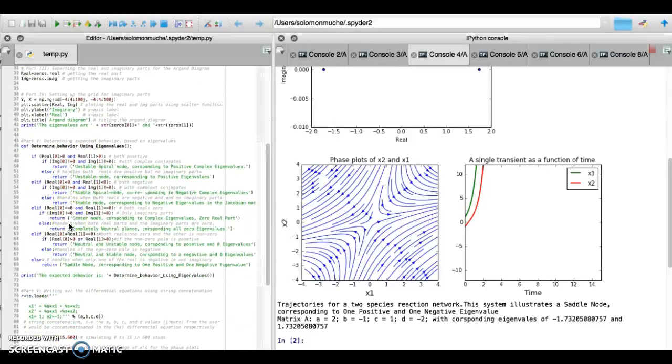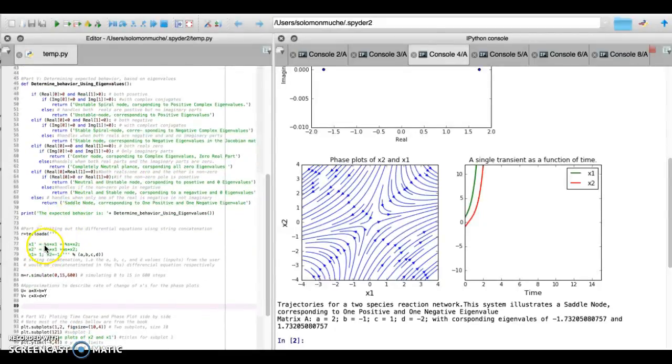Here is another part which helps to determine the behavior of the system by determining the eigenvalues. So depending on the sign and if the eigenvalues contain an imaginary part or real part, the system would have a different behavior. So this is all about that.